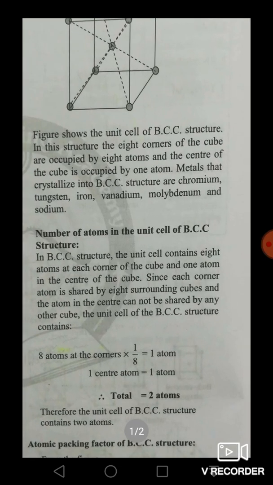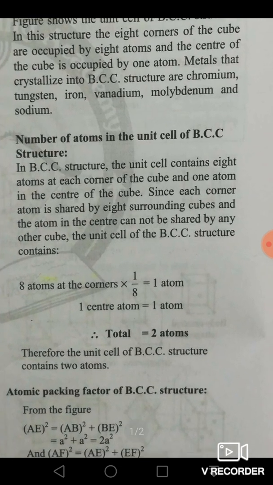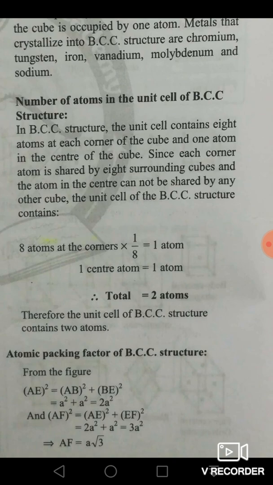So now it is equal to, from the figure, AE square is equal to AB square plus BE square. So that means a square plus a square, that means equal to 2a square. So AF square is equal to AE square plus EF square, that is 2a square plus a square, that is 3a square. So AF is equal to a root 3. So both should be equal.